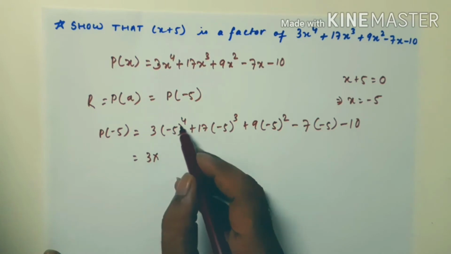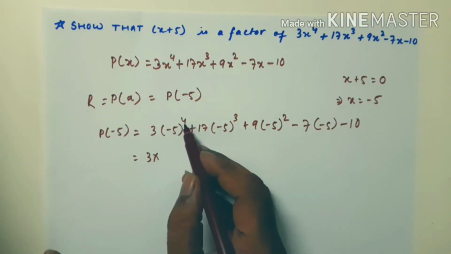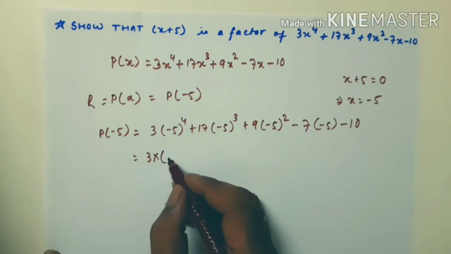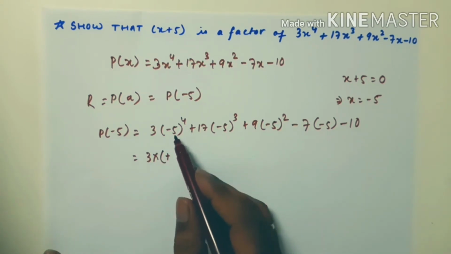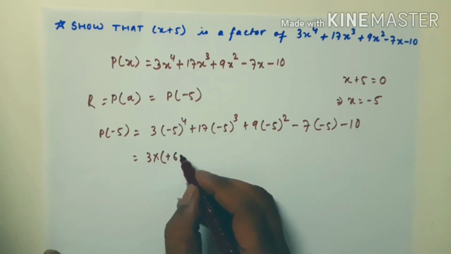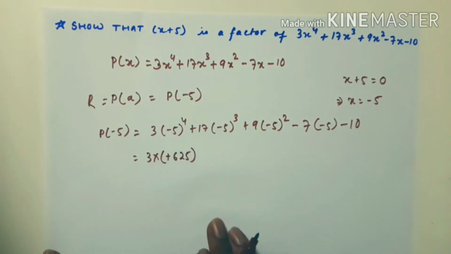As the power of the negative term is even, the answer will always be positive. So we get plus, 5 into 5, 25, 25 fives are 125, 125 fives are 625.